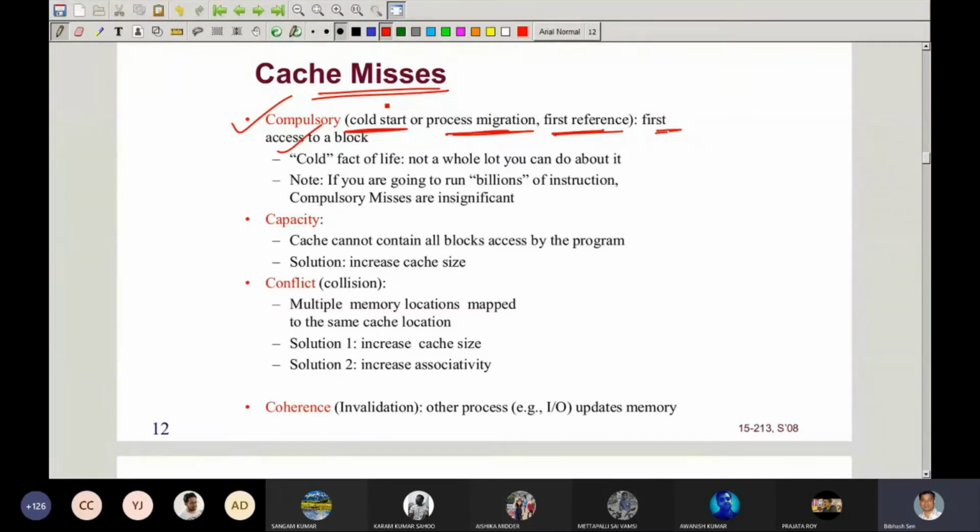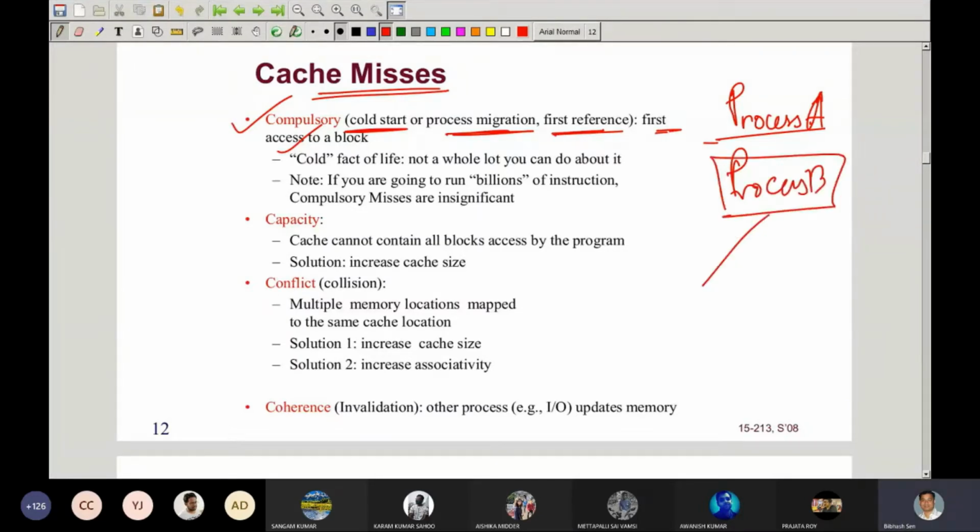Suppose you are running process A. Now you are no longer running process A, and suddenly you decide to run process B. All the pages and blocks of process B will be fetched from main memory to the cache memory. On the initial access, there will be no pages of the block in the cache, so you will get compulsory misses.